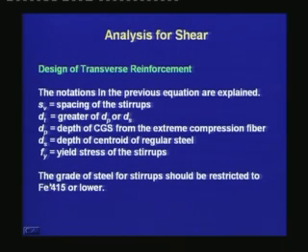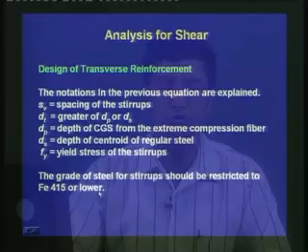The grade of steel for stirrups should be restricted to Fe 415 or lower. That means the code does not allow a grade of steel greater than Fe 415 because such grade of steel does have less yielding, and hence the code restricts the grade of steel to be used for stirrups.